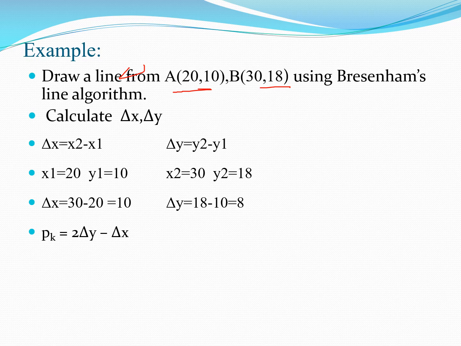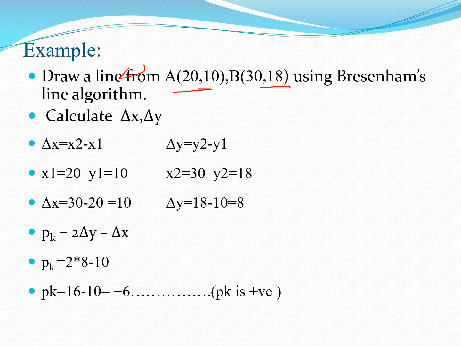First, we find Pk. The formula is Pk equals 2 delta y minus delta x. We have all the values, so we simply put them in and get the Pk value. Here we get a positive Pk value of 6. So how do we increment x and y? By plus 1. The initial value of x1 is 20 and y1 is 10, so the incremented value is 21 and 11, right?